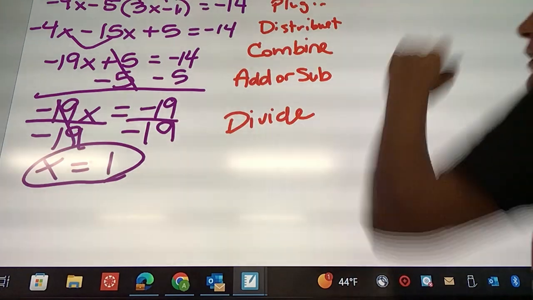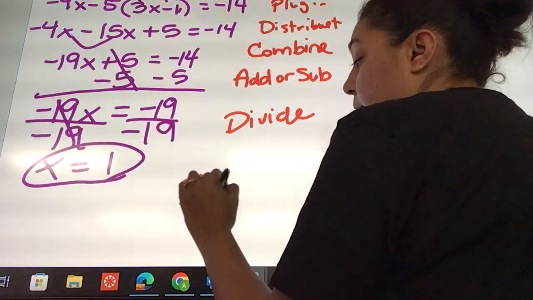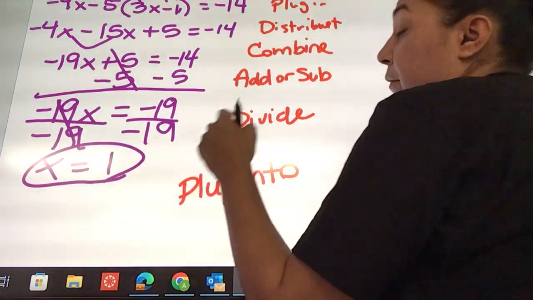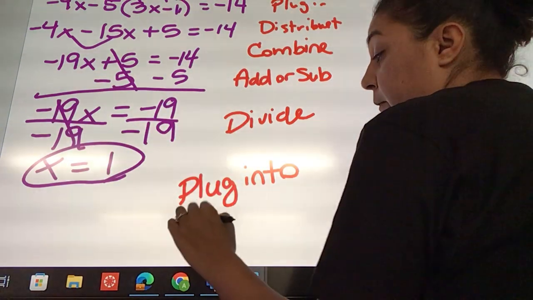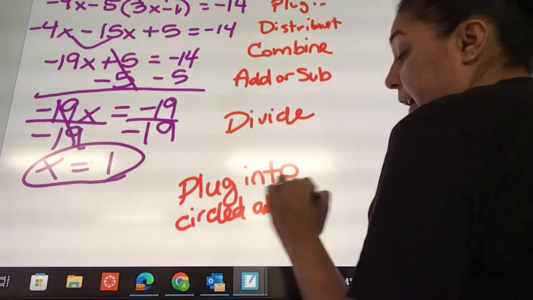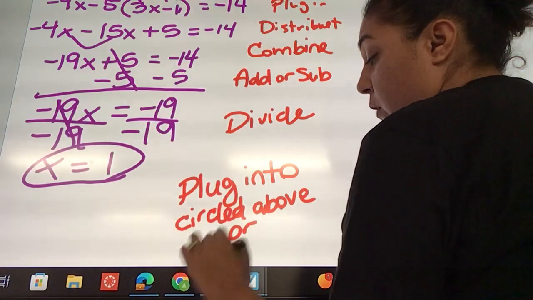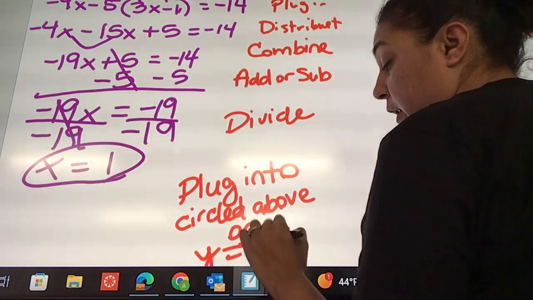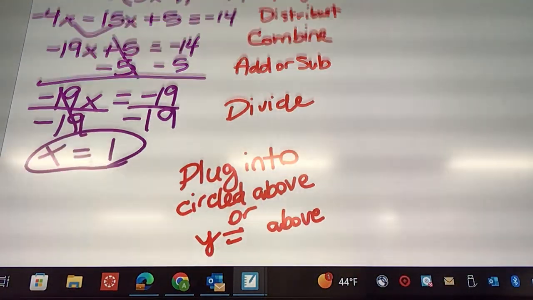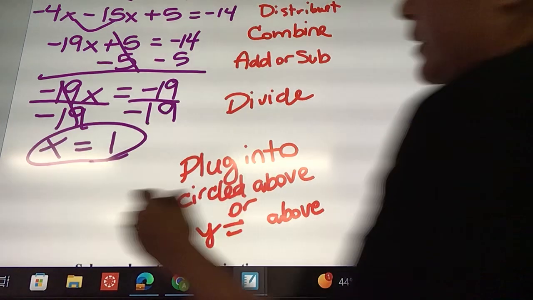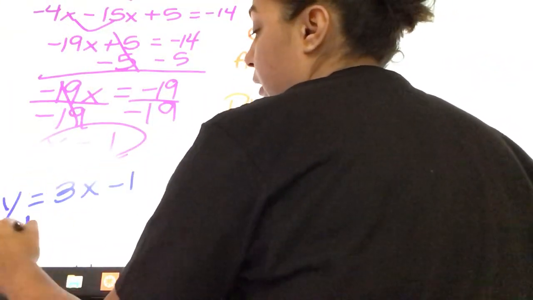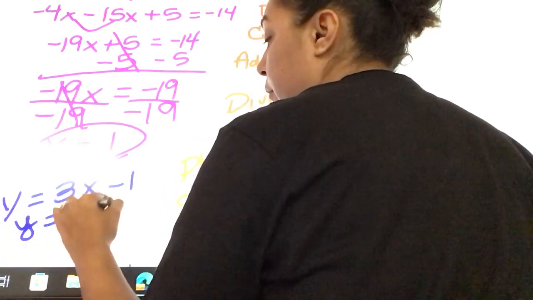Okay, your next step then is going to be to plug in either what you have circled above or the y equals above. So if we plug that into what we have circled above, that says y equals 3x minus 1. Well, we've already found the x, so where the x is at, we're going to plug that in.